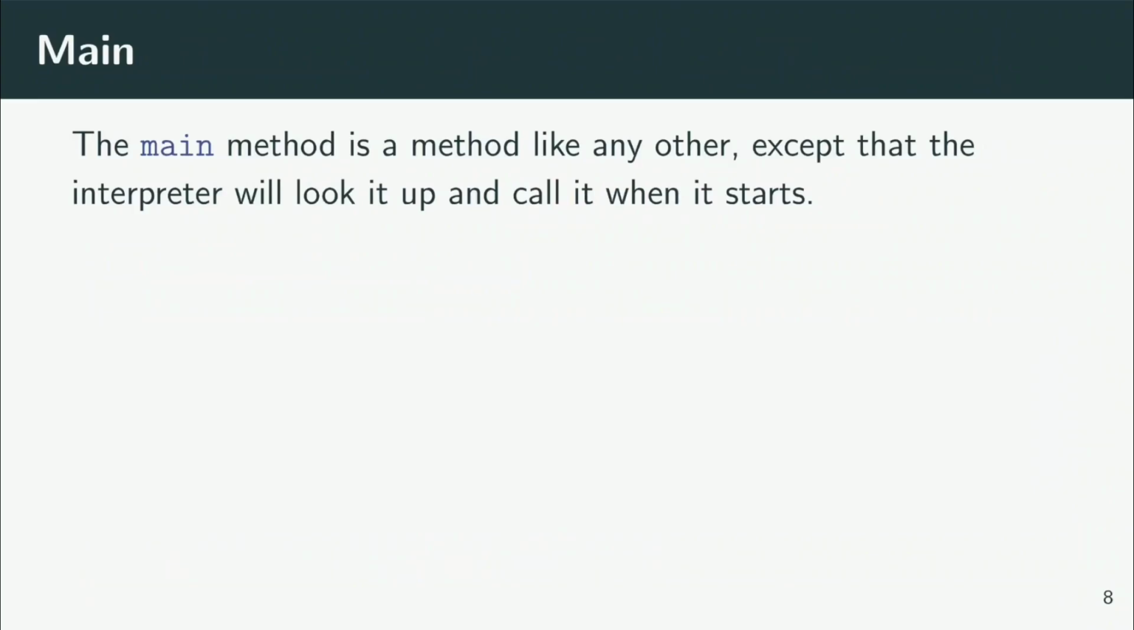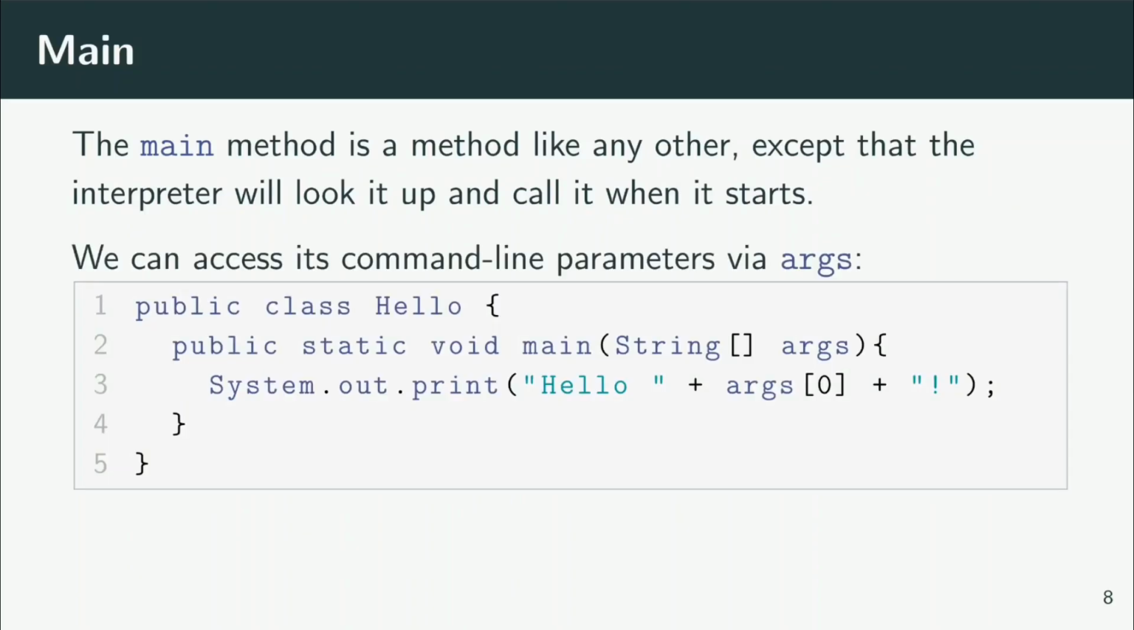Finally, let me mention the main method that we've seen a couple of times now. In fact, this is a method like any other. So it has an identifier, it has a return type, etc. But it is special in the sense that when you start the interpreter and give it a class to execute, when you start your program, then the interpreter will look for a method called main with exactly this signature. So the interpreter will look for a public static void method called main that has exactly one parameter of type array of String.